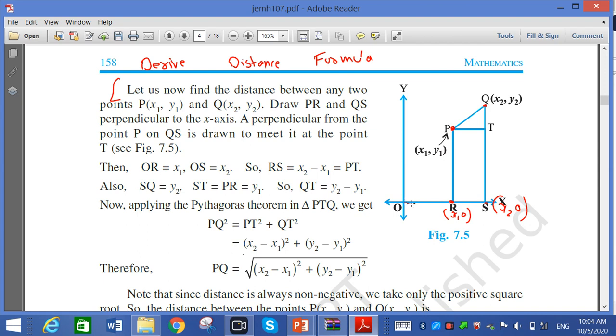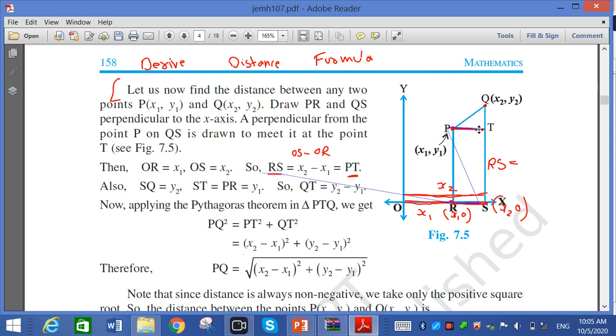If someone asks how much this distance is, O to R is x1. The distance from O to S is x2. See here, OR is x1, OS is x2. So how much is the distance RS? RS is OS minus OR. So RS is equal to OS minus OR, that is x2 minus x1. The same distance RS is here PT. So RS, x2 minus x1, is equal to PT.